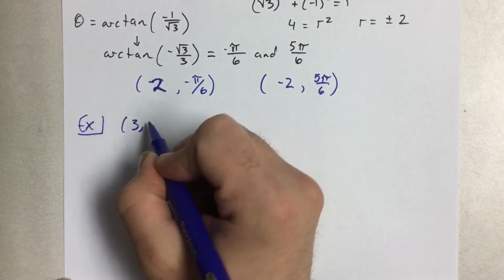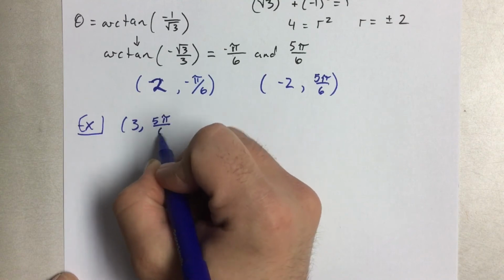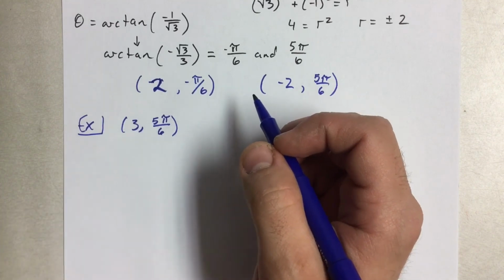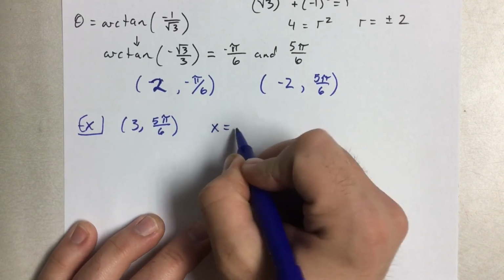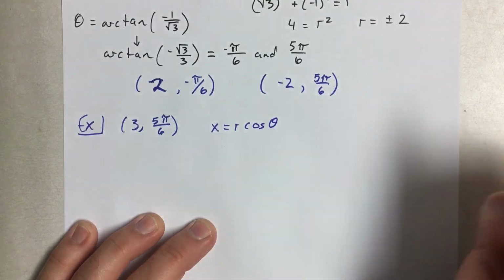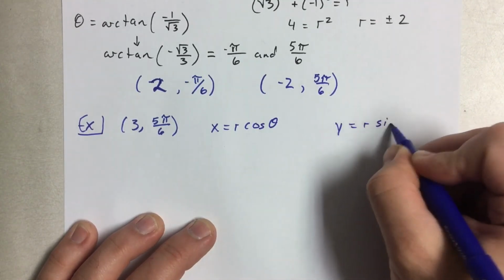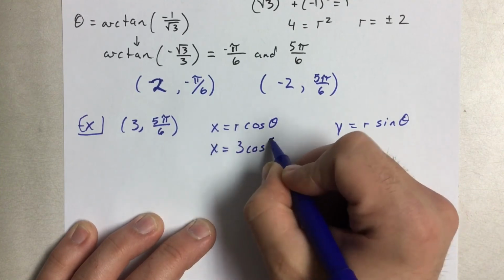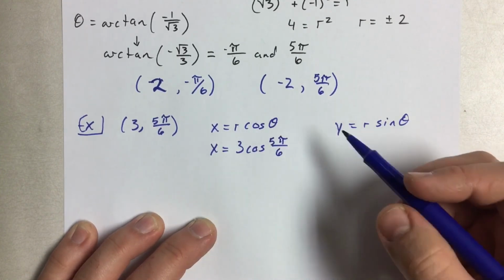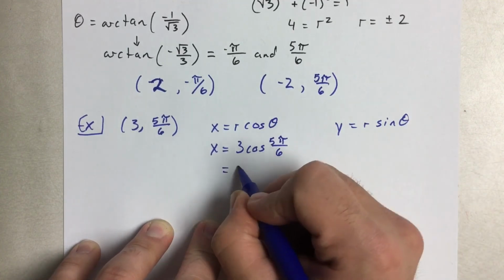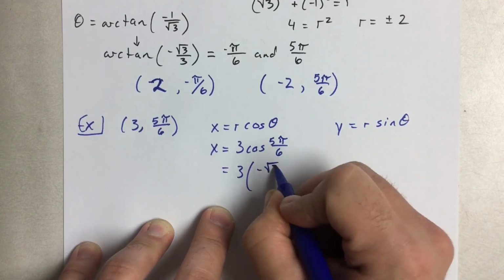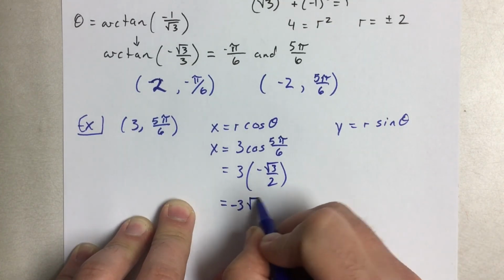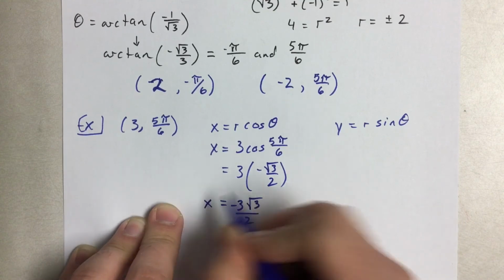Let's go from polar to rectangular. These are much quicker because there's not much thought to it, just knowing the conversion. So there's our polar coordinate, r comma theta. So let's go. x equals r cosine of theta. Fair enough. y equals r sine of theta. Fair enough. So we say, 3 times cosine of 5 pi over 6. Well, cosine of 5 pi over 6, that's negative square root of 3 over 2. Which would say this is negative 3 square root of 3 over 2.